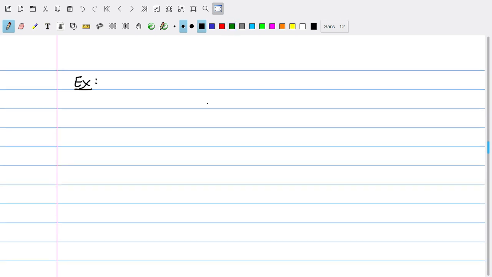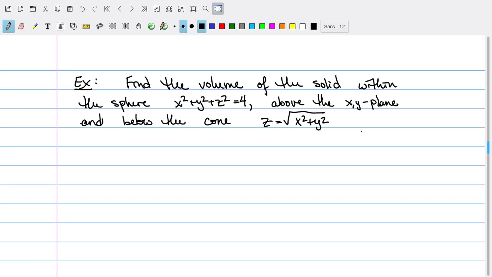So now let's consider an example. In this example, what I want to do is find the volume of the solid region within the sphere x squared plus y squared plus z squared equals 4, above the xy plane, and below the cone z equals the square root of x squared plus y squared.